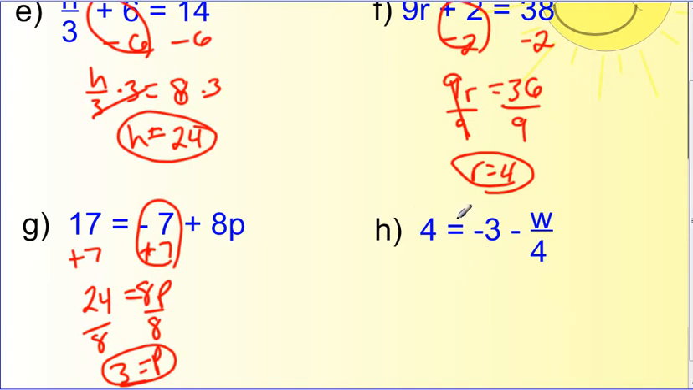Letter H. W is being divided by 4, and we need to get rid of this negative 3. So let's get rid of this negative 3 first, this other term. So we add 3, and we get, now, a lot of people forget about this negative. Don't. It's still a negative 7.